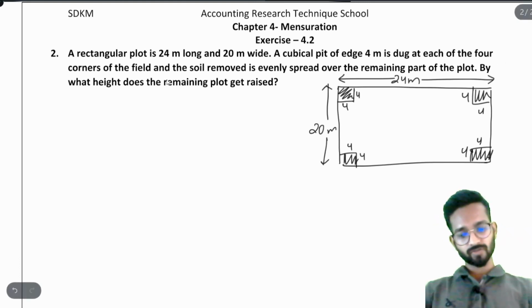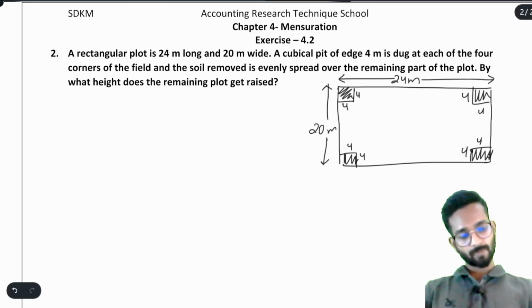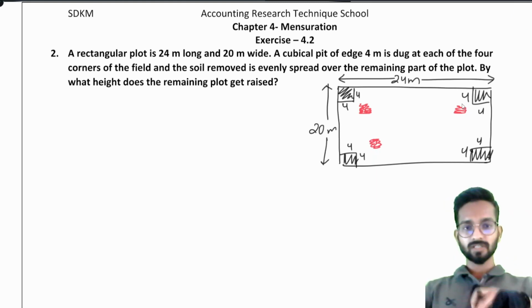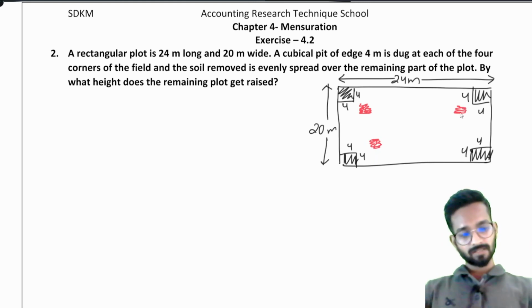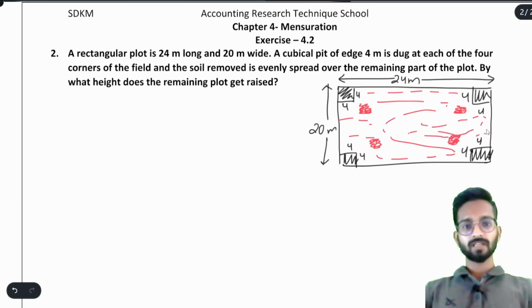So dug at each of the 4 corners of the field, and the soil removed is evenly spread over the remaining part of the plot. See, when you dig this, there will obviously be dust and stones that you are digging out. Whatever was inside the hole, you will take it out. That soil, when you take it out, they are saying you will spread it evenly over the remaining part of the ground.